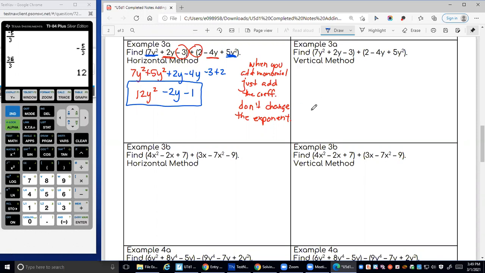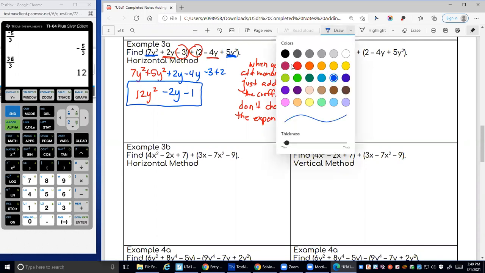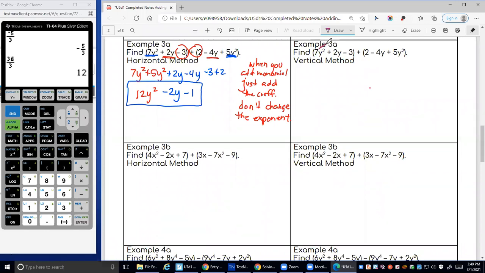The vertical method is more where you stack them up. Now it's important that the first time you write it, you write it in standard form. And so we talked about that last time, what standard form is, right? You have a degree of 2 right here, a degree of 1, and a degree of 0. So you just make sure that they're going from greatest to least. And so you just write it like this.